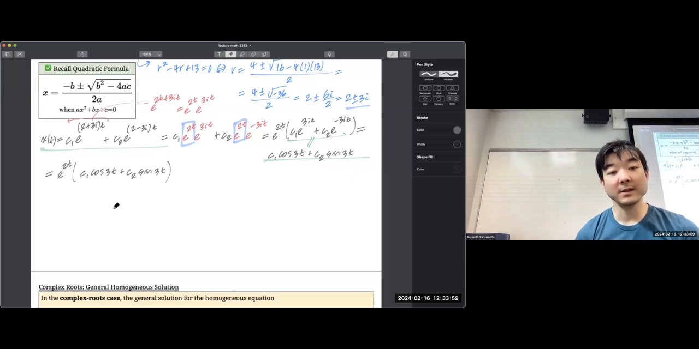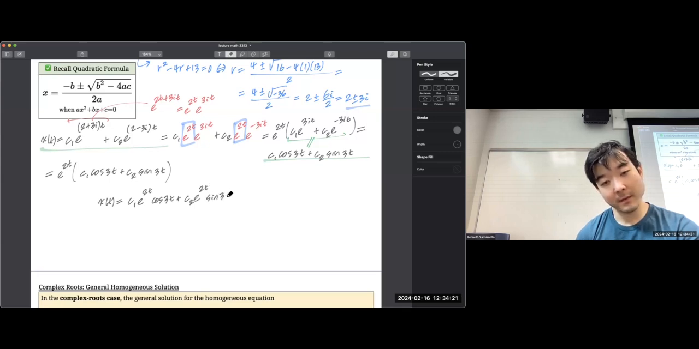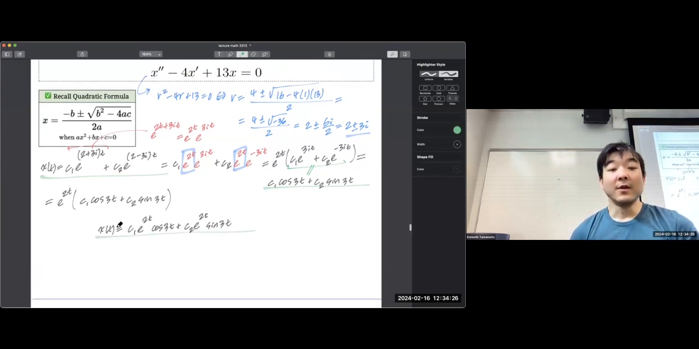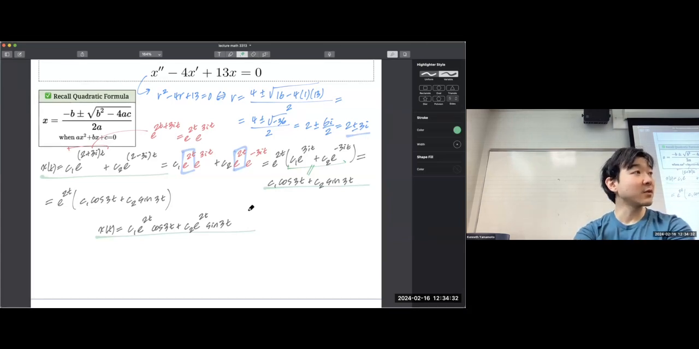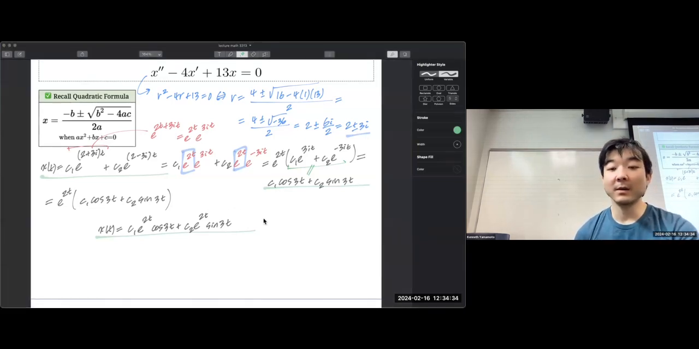I guess the only thing I could do is just write it out like this and say it's going to be the same as C1. I'll just distribute this out. So C1 e to the 2t cosine of 3t plus C2 e to the 2t times sine of 3t. And that is actually the solution to this, the real solution. If you wanted to just look at the real solutions, you can easily make sure this is real by choosing C1 and C2 that are real.